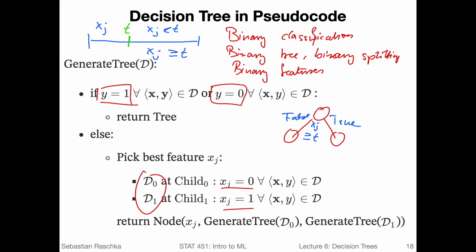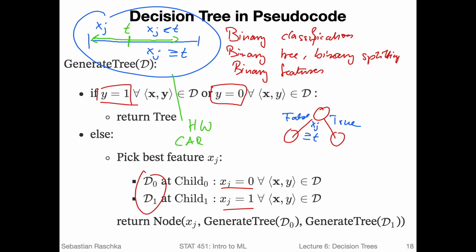In that way, it would also be a binary split, and in contrast to using a binary feature, this would still be a continuous feature, because as part of finding the split, I can move the decision threshold left and right, and we will do that in the homework. So in the homework, we will implement a decision tree algorithm. I've already almost finished making the homework.